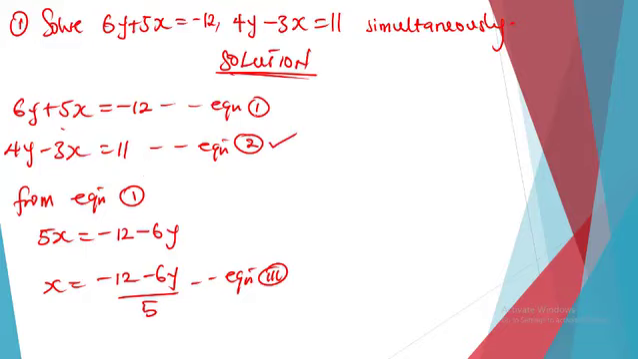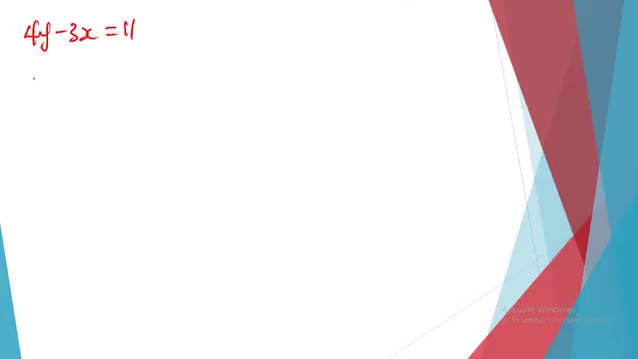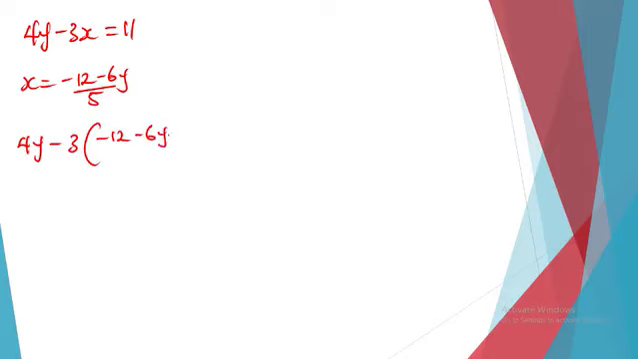Let's go over to the next page. Our equation 2 is giving us 4y minus 3x equal to 11, and then we are given x to be equal to minus 12 minus 6y all over 5. Therefore, we have 4y minus 3 into minus 12 minus 6y all over 5 to be equal to 11. What do we need to do here? We need to multiply both sides by 5.